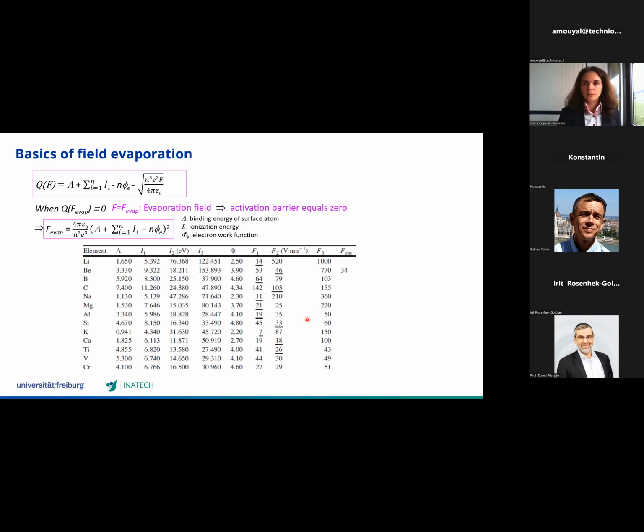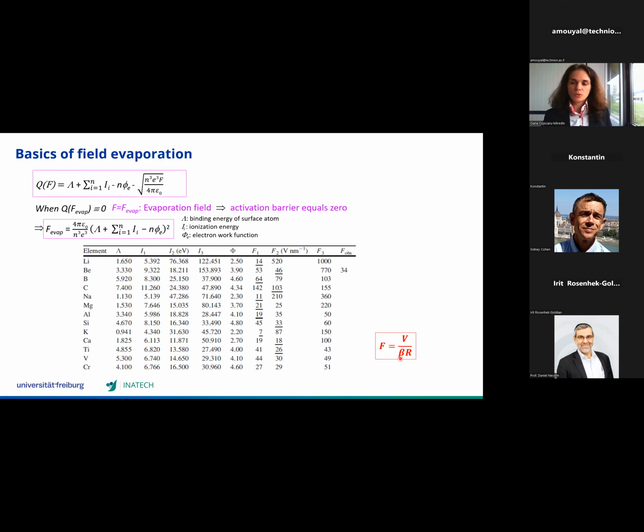When determining the evaporation field, what you need to know is that the evaporation field changes from one element to the other. So it is essential to determine the evaporation field so that at the end we can do the 3D reconstruction, because we know that the evaporation field equals the voltage over beta R. Beta is a geometric parameter and R is the radius of the tip. We know the voltage we apply. If we know the evaporation field, then we can do the 3D reconstruction by determining the radius of our 3D reconstruction.